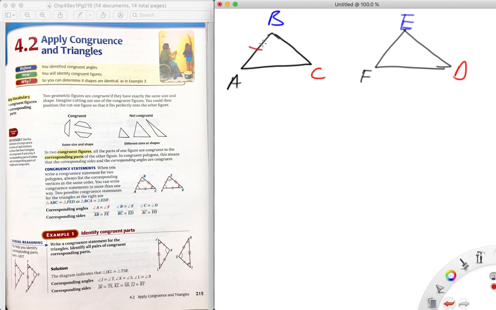We have one marking here, one marking here, two markings here, two markings here, three markings here, three markings here. We have one angle marking here, one angle marking here, two angle markings here, two angle markings here, three angle markings here, three angle markings here.